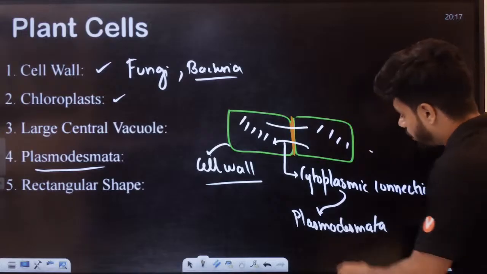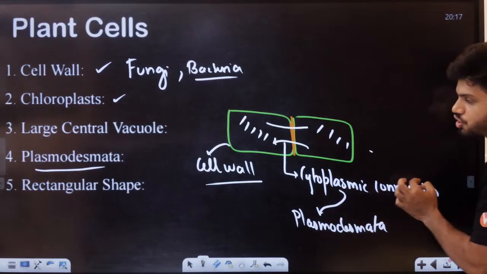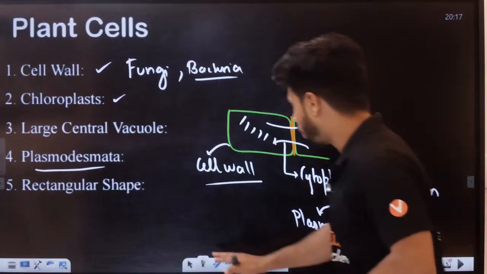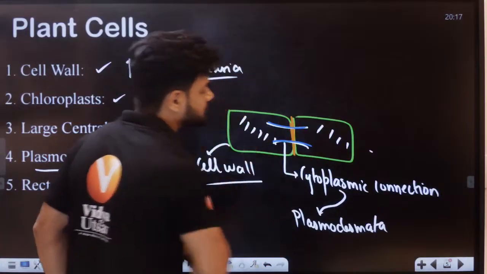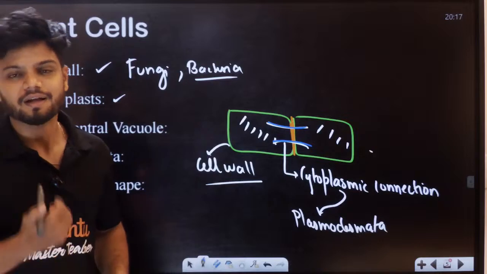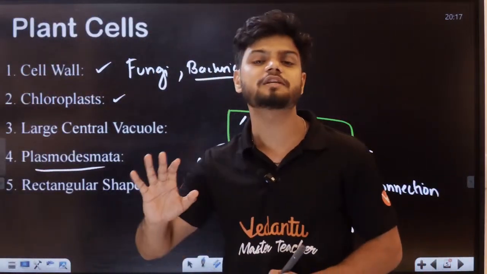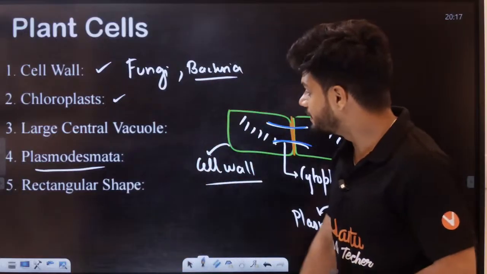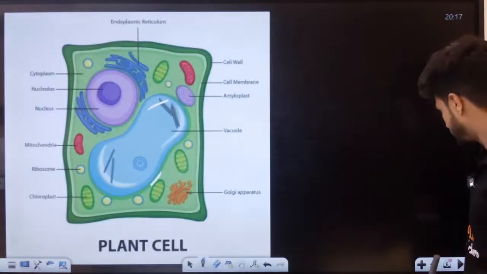So what is plasmodesmata, students? Plasmodesmata is nothing but cytoplasmic connection. That is, cytoplasm of one cell is connected to the cytoplasm of one more cell, where they can gossip, they can exchange things. That is called plasmodesmata. It is found only in the case of plant cell. Then it is rectangular in shape, obviously because of the cell wall. Rectangular in shape, students.